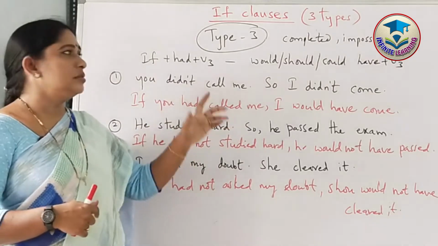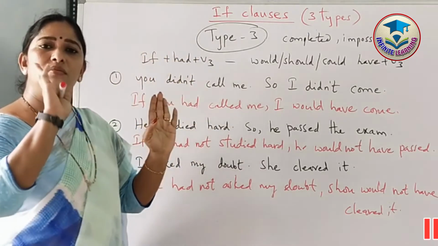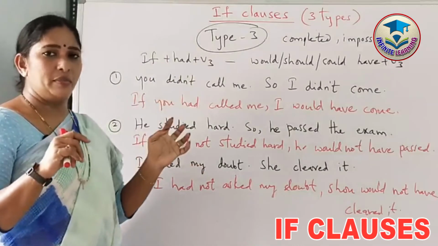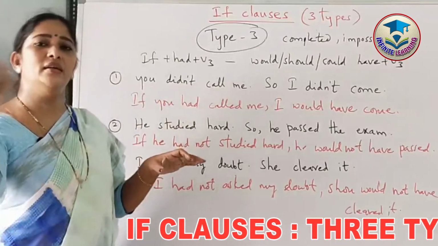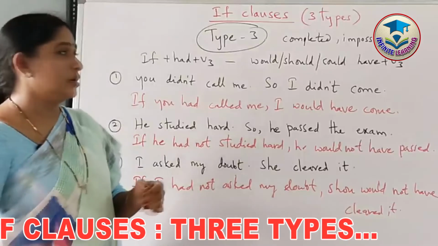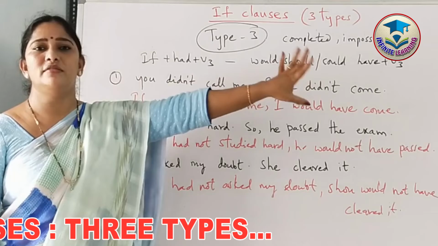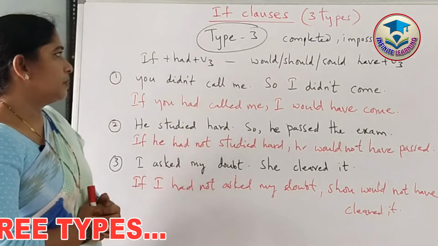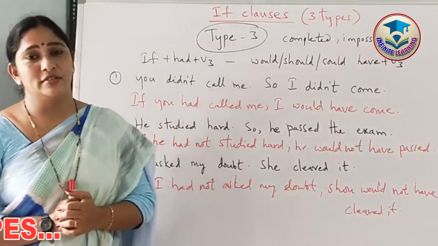Whatever the type you get, just remember the structure. In the first one, simple present, simple future. In the second one, the if clause is hypothetical, so if plus past tense, and would plus V1. And in the third one, if plus had plus V3, would plus have plus V3. Both are past perfect. Got it? And this is all about the if clauses.